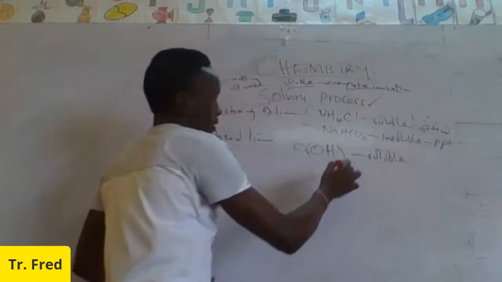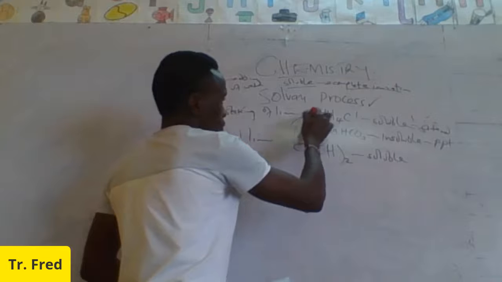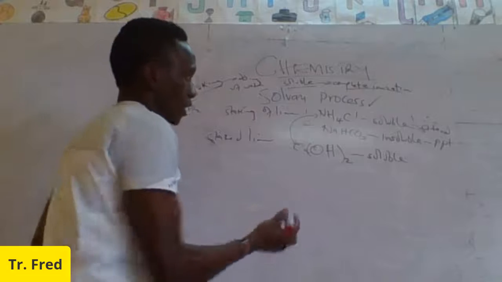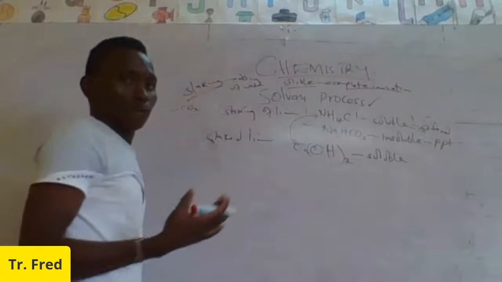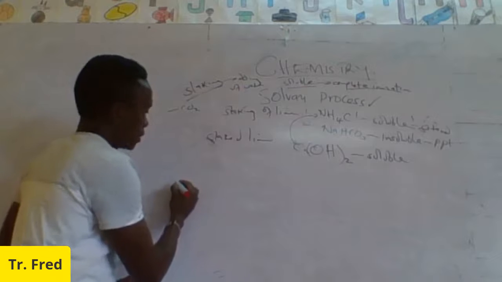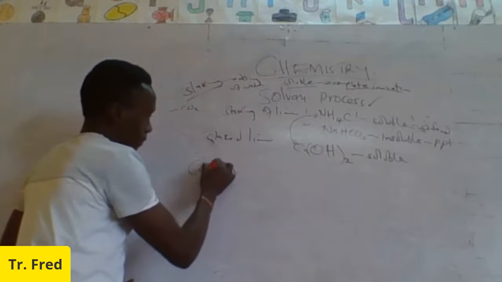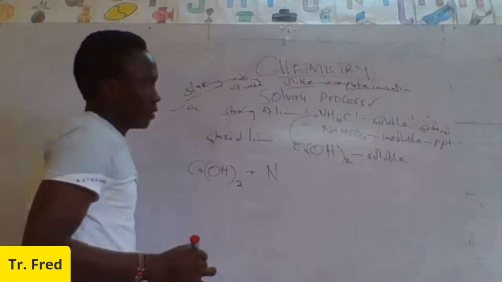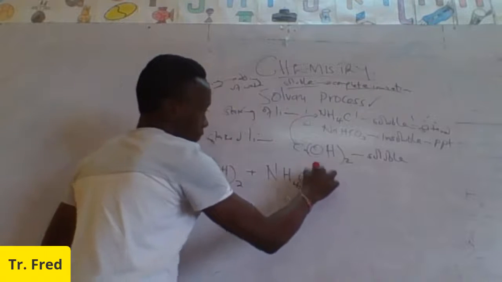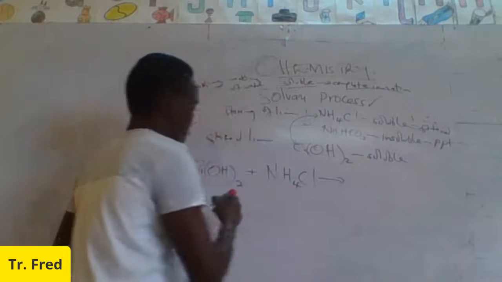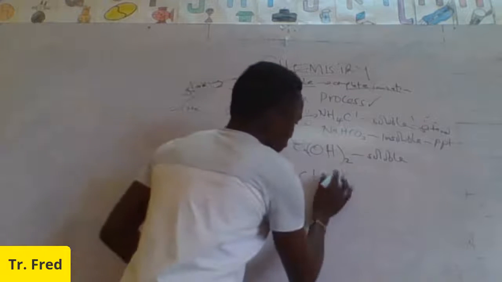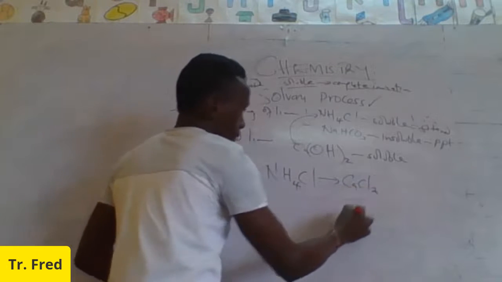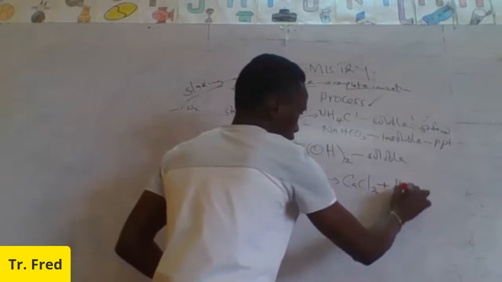Now, this product is being reacted with the soluble ammonium chloride so that we can see whether we can achieve the final process. This is how it takes place. Calcium hydroxide is added to ammonium chloride, and the product of this reaction will be calcium chloride and ammonia, which we have been looking for.